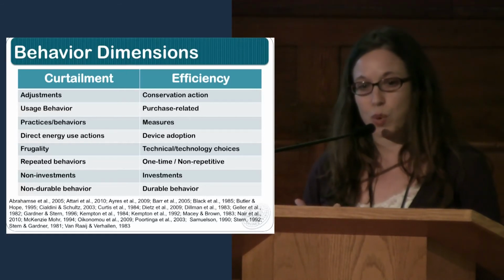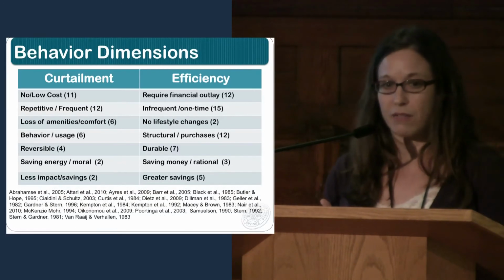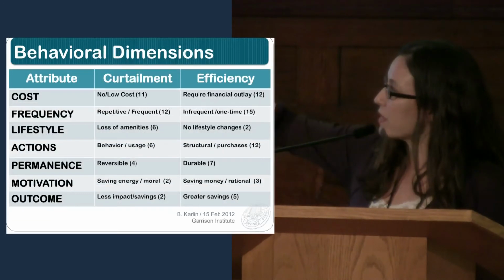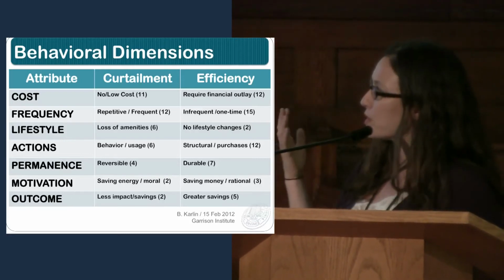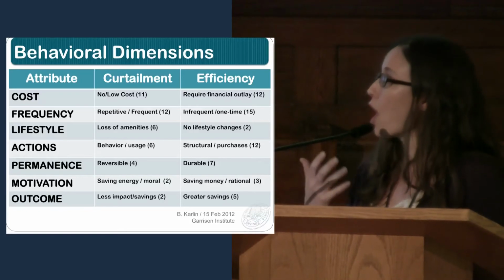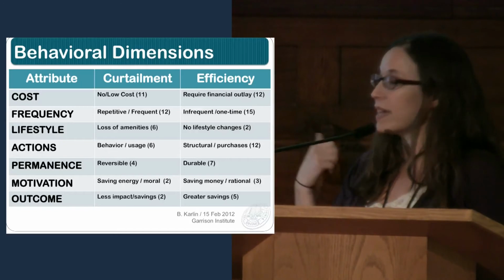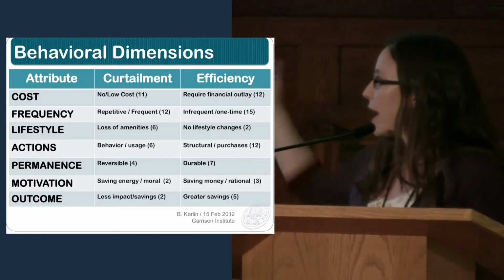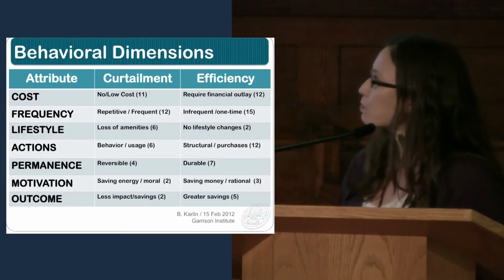We looked not just at what words they used, we also looked at the definitions. And we found a series of attributes that came up more and more. We found these 7 attributes: cost, frequency, lifestyle. You can see people talked about curtailment as reversible. It involves a loss of amenities. It's low cost. It's repetitive. There might be less impact. Where we see efficiency, it costs money. It's less frequent. It involves structure, purchasing. It lasts longer. And it's more rational. So we're seeing this rational moral here in the definitions as well.